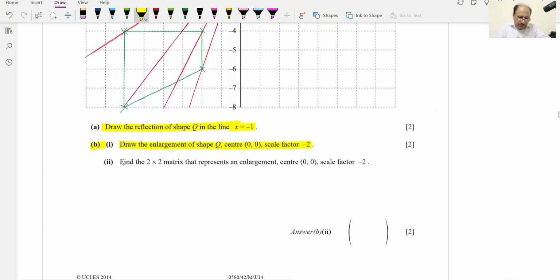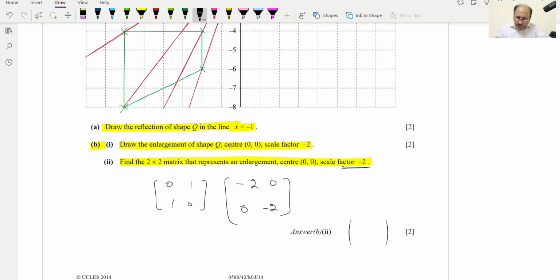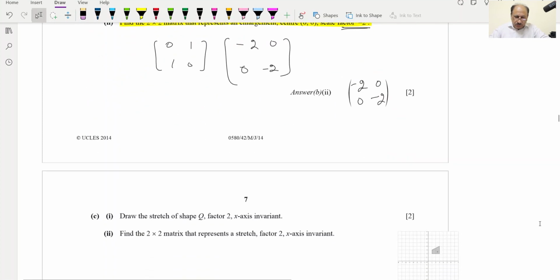Now the second part says find the 2 cross 2 matrix that represents an enlargement, center 0 0 and scale factor minus 2. So that is, if it is scale factor 1, it will be 1 0 and 0 1. Basically it will be 0 0 and 1 1. And if it is by minus 2, it will be like minus 2 over here, minus 2 over here, and 0 0. So this will be our matrix which we can provide. And this minus 2 and minus 2 indicates the scale factor minus 2, and this one is about origin. Hopefully you understood this. This is 2 marks part.